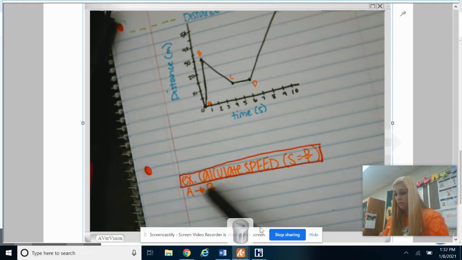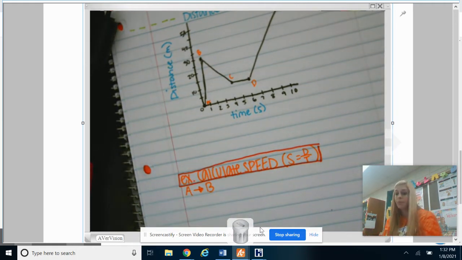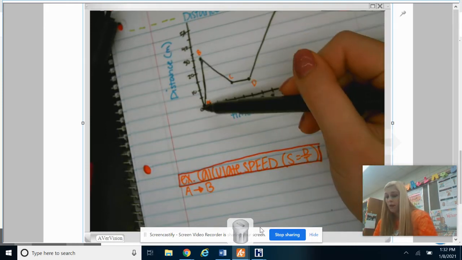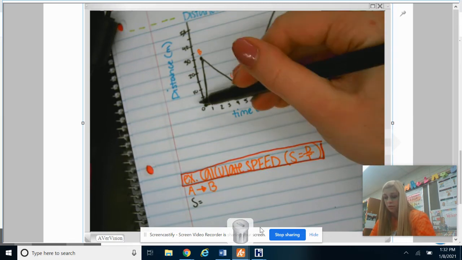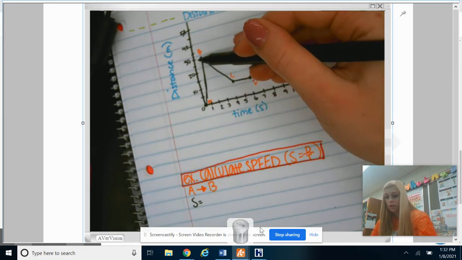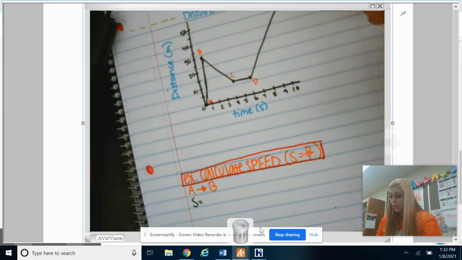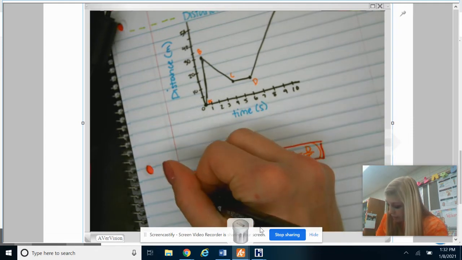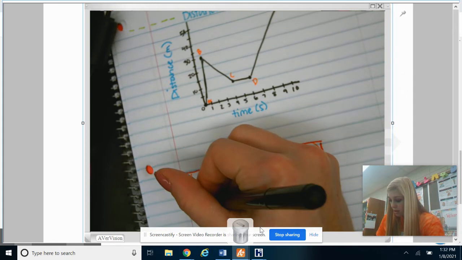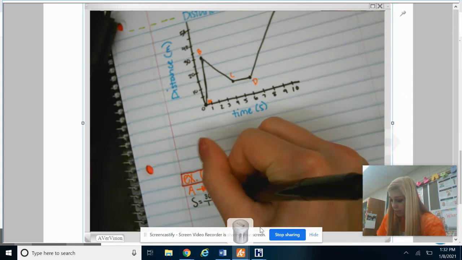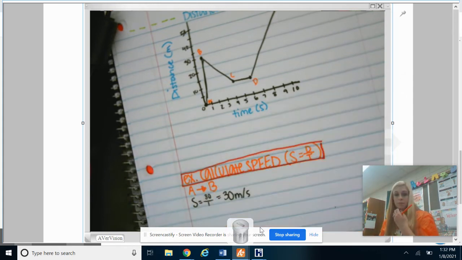So we want the speed from point A to point B, how fast we traveled when we went from A to B. So what did we say our distance was? We started at 0, we went to 30. So our distance is 30 meters divided by 1 second, means our speed is 30 meters per second. Let's figure out B to C.